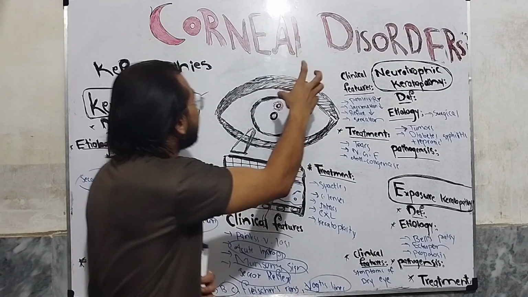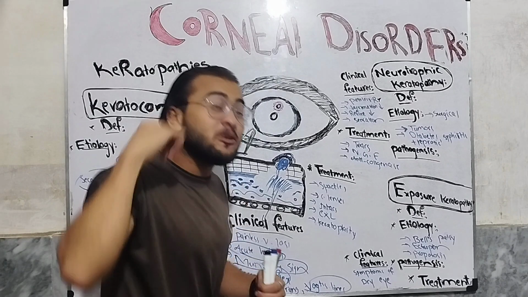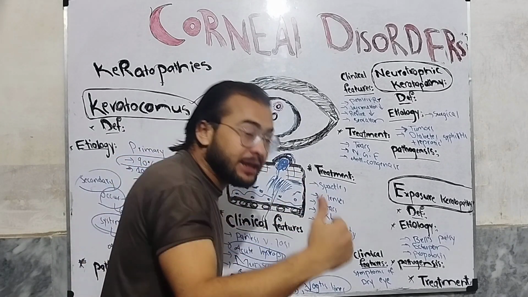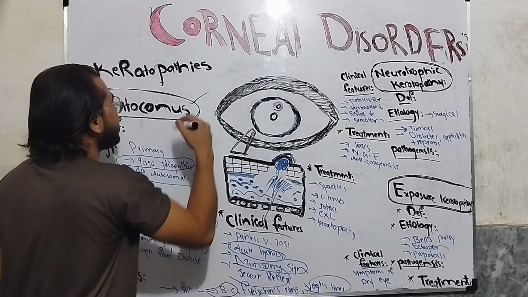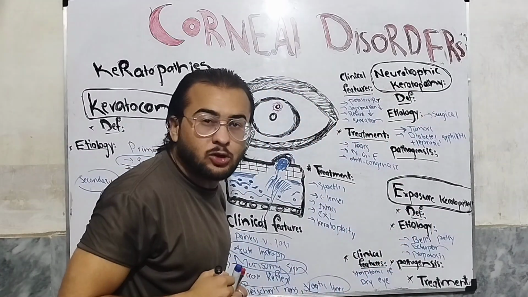Now in the corneal disorders, we will discuss the last three types of keratopathies. As previously we discussed the metabolic keratopathies. Now we will discuss the last three types: keratoconus, neurotrophic keratopathy and exposure keratopathy.